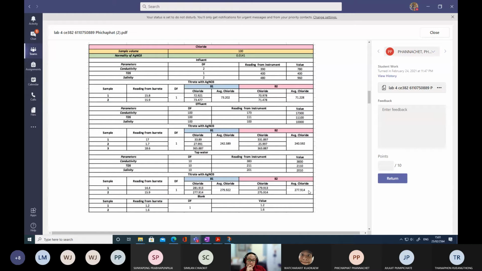Because for wastewater, we are not interested in the chloride measurements. Some other related parameters may be the TDS, total dissolved solids. The TDS in the effluent should not exceed 3,000 for wastewater. I'm not sure if I'm correct, but I think it's 3,000 for the TDS.